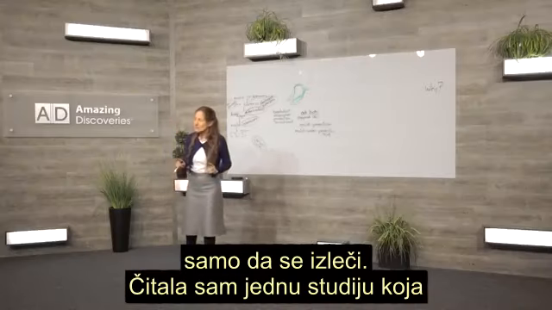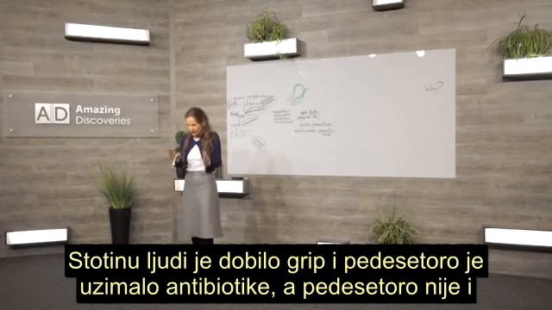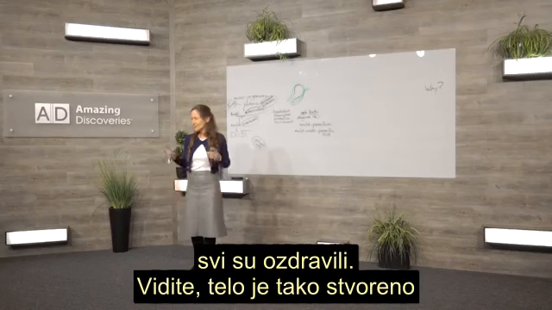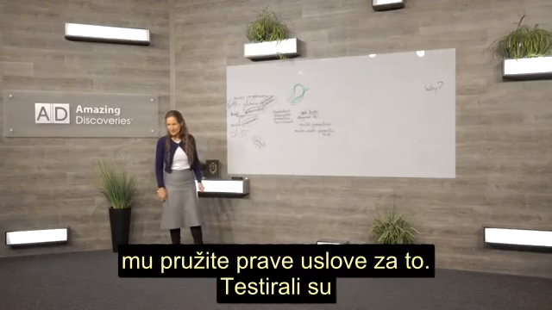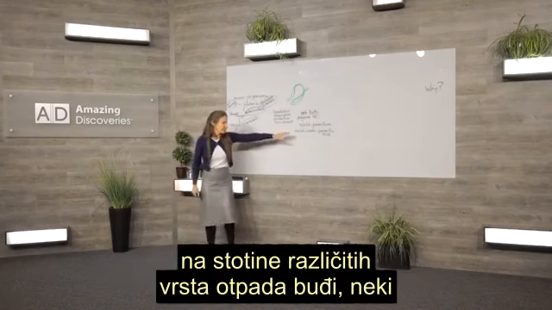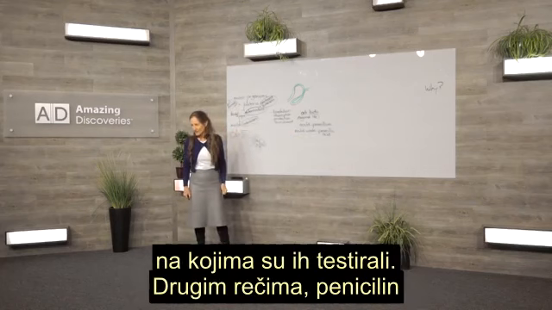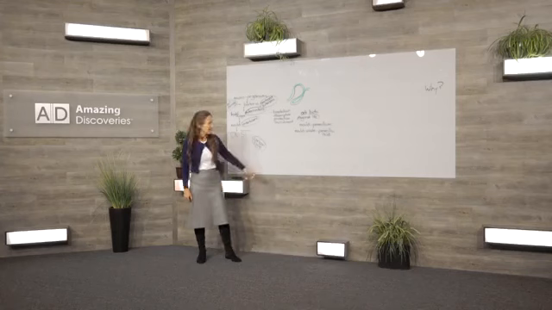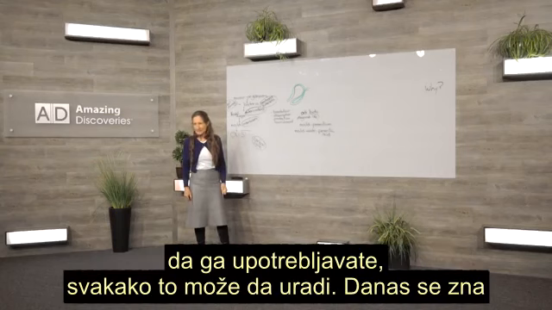There was a study that I was reading in the newspaper in Australia. 100 people got the flu, 50 took antibiotics, 50 didn't, and they all got better. You see, the body's designed to heal itself, and it will heal itself if you give it the right conditions. They tested hundreds of different mold wastes. So many of them were so toxic they killed the rats that they were tested on. In other words, penicillin is not deadly enough to kill you outright, but if it continues, it certainly may.